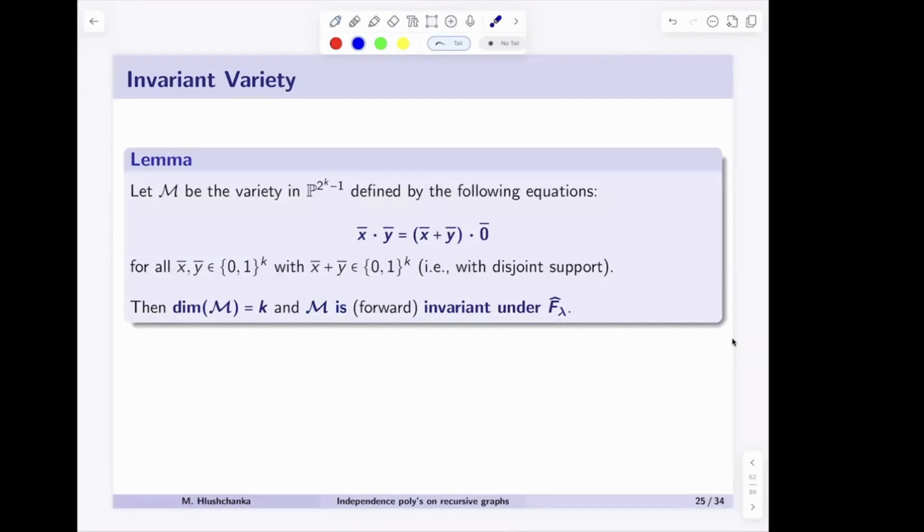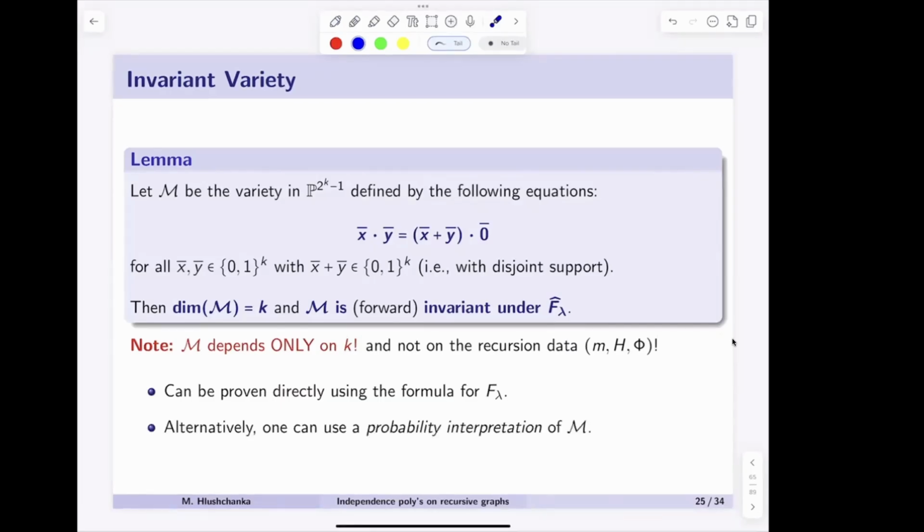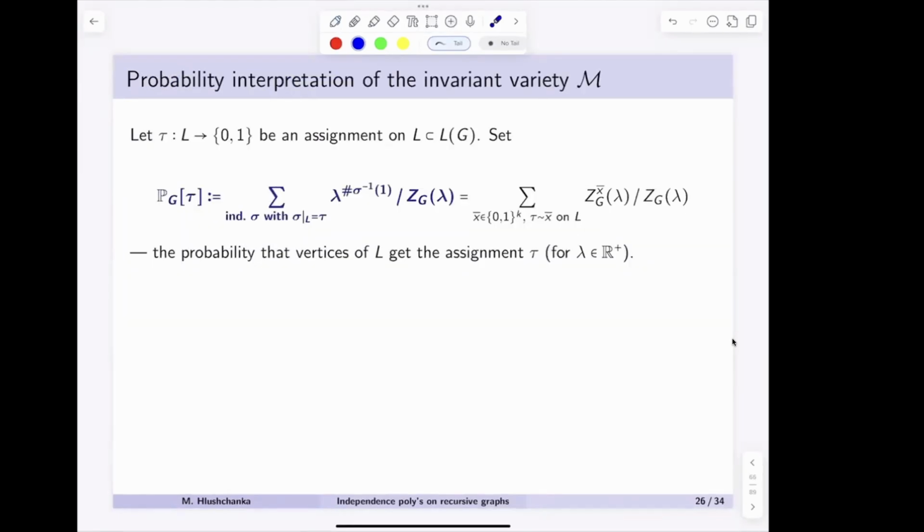To give some intuition, I will in a bit interpret this in terms of probabilities. But for now, let me make some remarks: this variety depends only on the number of labels. In particular, it's independent of the recursion itself, so it's independent of the way I glue things up. It depends only on the number of labels. As I said, this can be proven directly using just the formula for f lambda, but it could also be proven using the probabilistic interpretation of this variety. And I will tell you in a bit what it is.